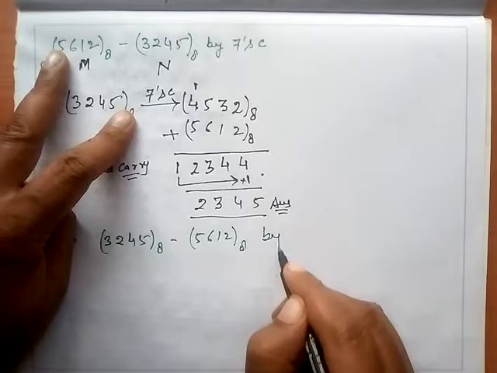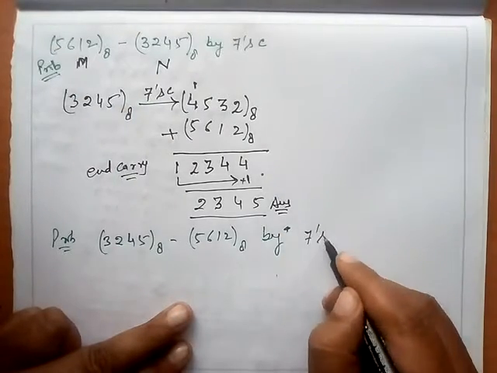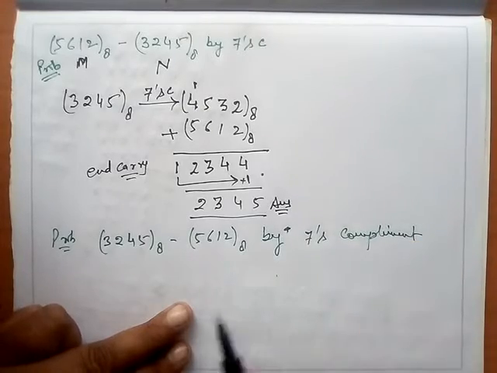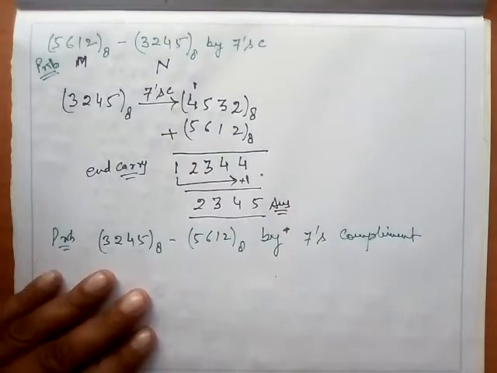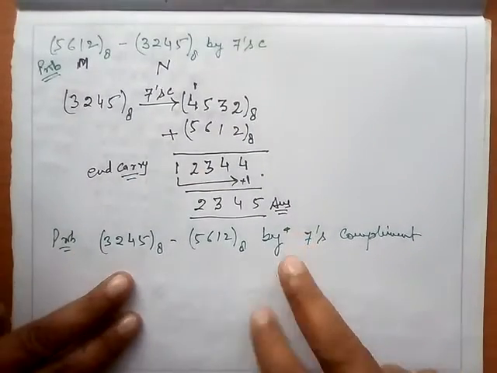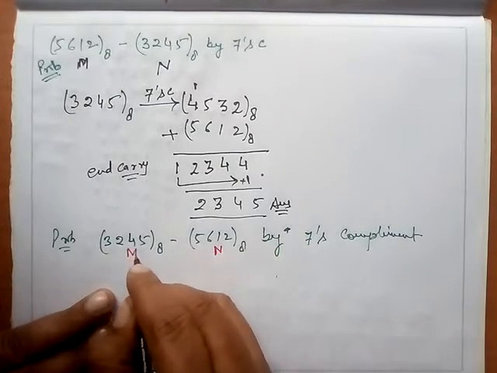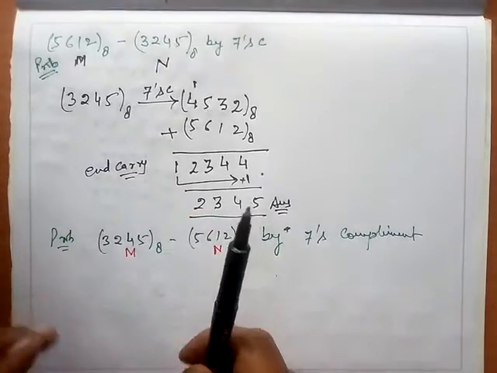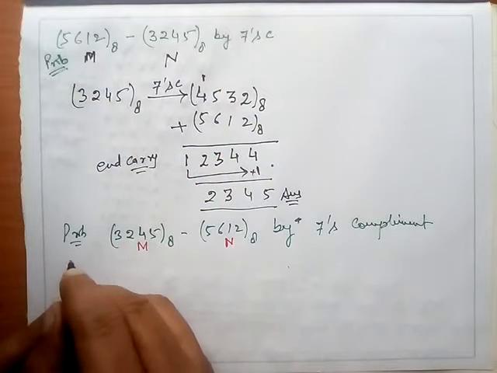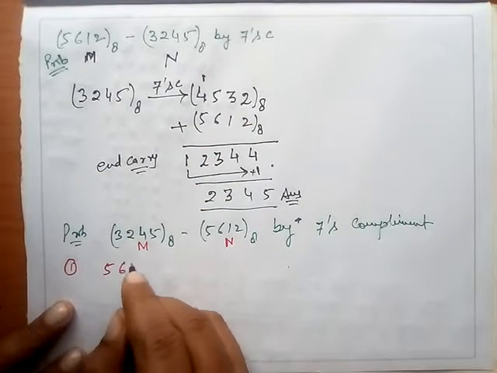Of course, I say that by 7's complement only. 7's complement means by r minus 1's complement. So it will be just a recall of this. Now if you look at this problem, the number which is to be subtracted is treated as n. So this is n and this is m. So look at the first step. First step, I told you that very first thing you find the r minus 1's complement. So this is 5, 6, 1, 2.